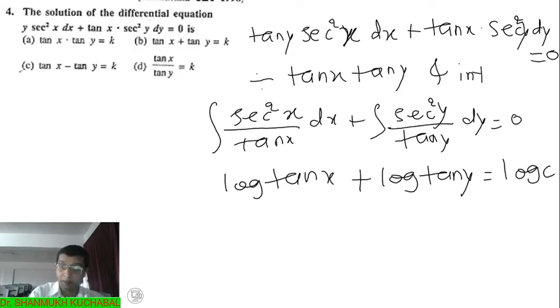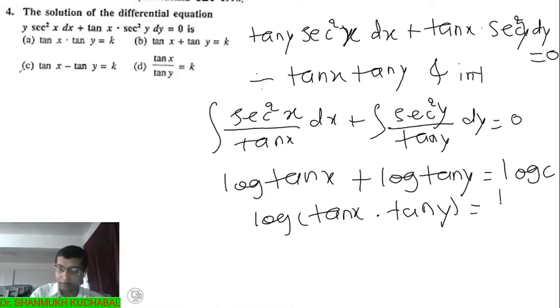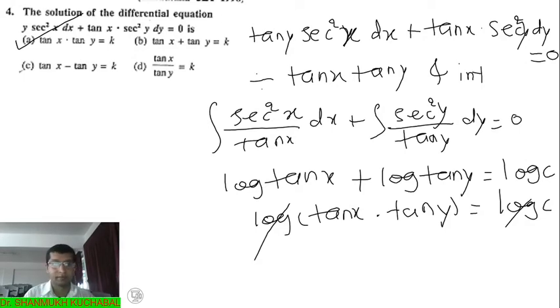Further we will apply the property of logarithm. Log a plus log b is log a into b, so log tan x into tan y equal to log c. Now log and log cancel, we get tan x into tan y equal to c. Therefore option A, tan x into tan y equal to a constant, is the right answer.